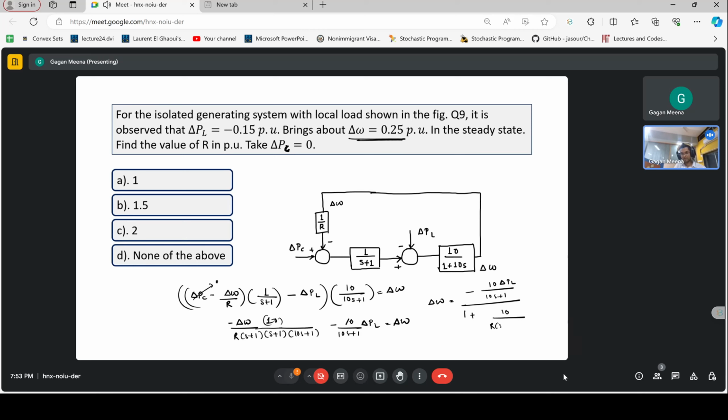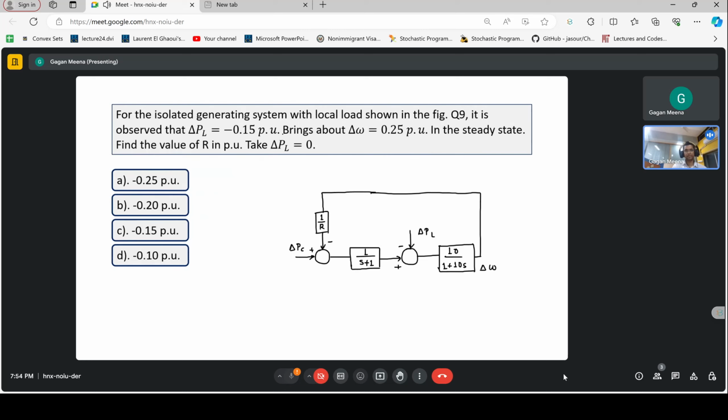So R is 2 per unit. So this is next. The question here is different.